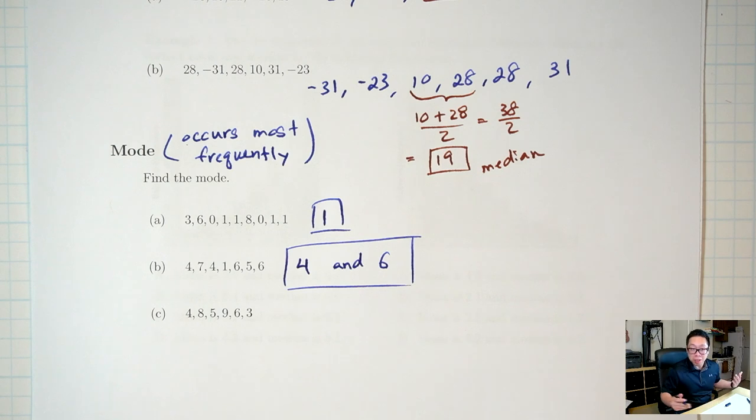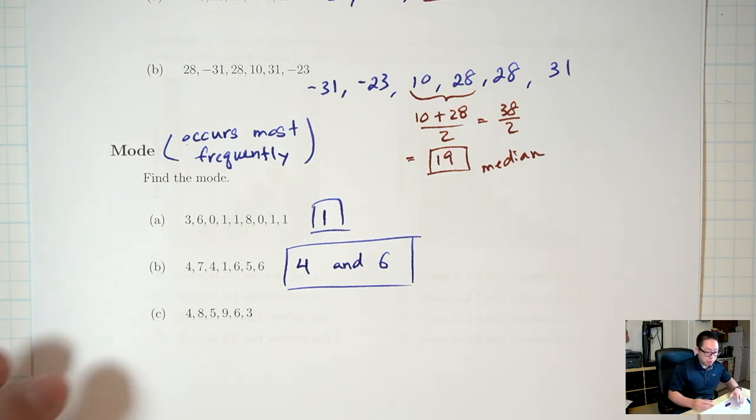So here it's all tied, right? Everything occurs only once. So if it's all tied, then there's actually no mode.